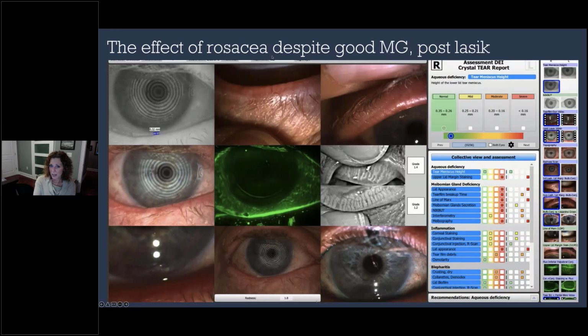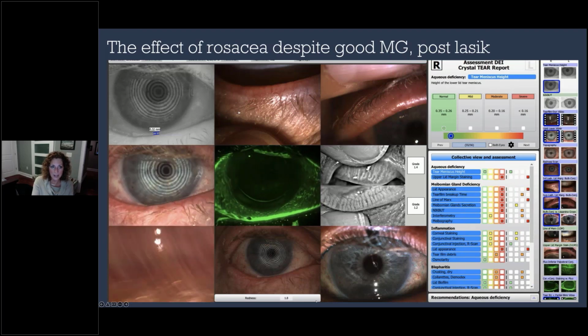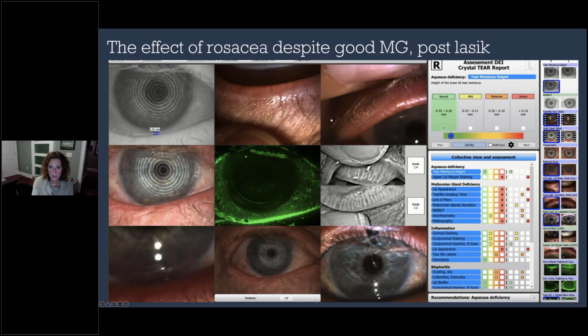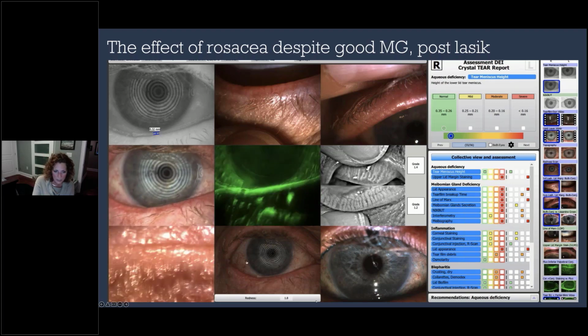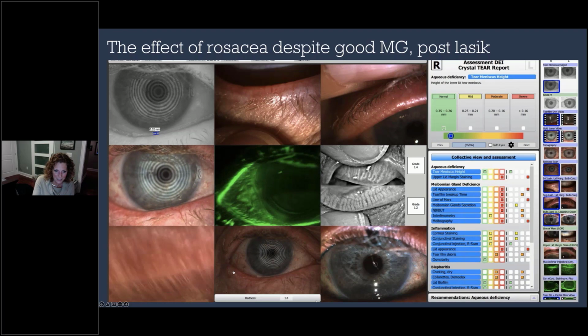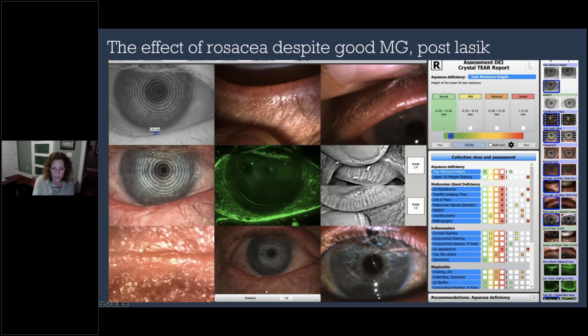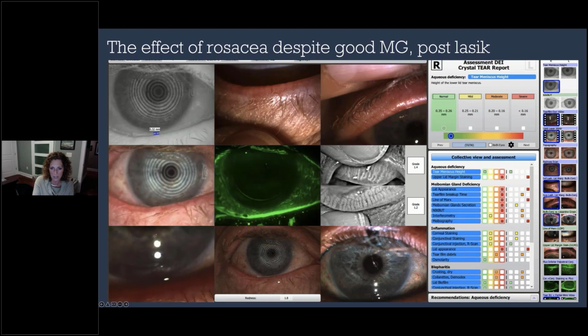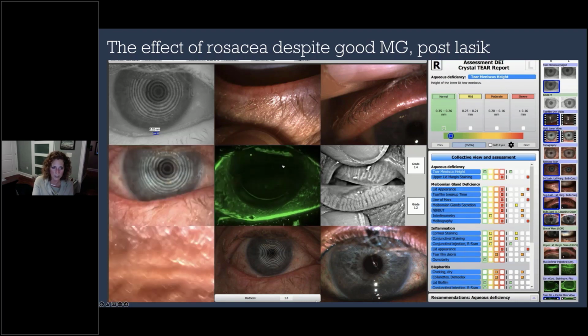Rosacea despite good meibomian glands. So I love showing you this because it really is case by case, what's the problem. And we got a little bacteria here. We definitely have rosacea. Look at this lid margin, how uneven it is, how meaty red it is, but it's skinny here, it's rolled, it just looks sick and inflamed. But yet we have good meibomian glands, and of course we've got a post-LASIK here as well.